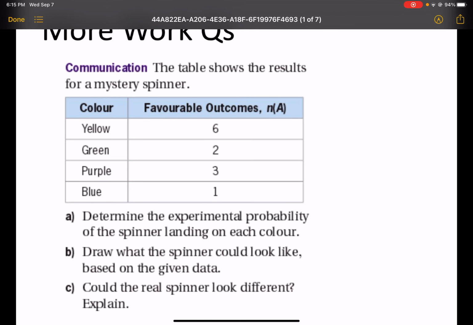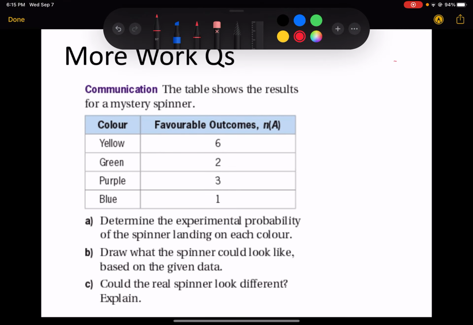Okay, we are looking at these questions from day 1 slides, and we're going to go ahead and do some of them. So, the table shows the results for a mystery spinner. So you know what a spinner is. It's just like one of these things where it's got colors all over.